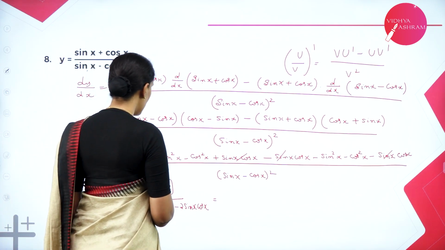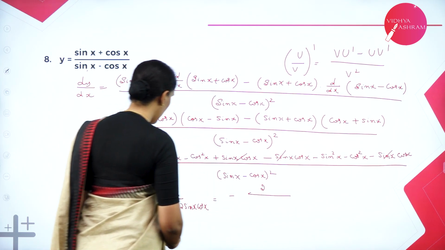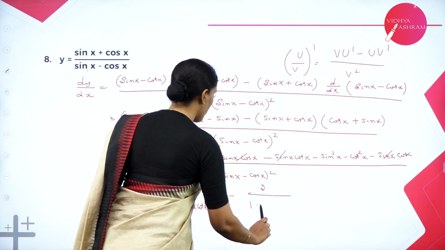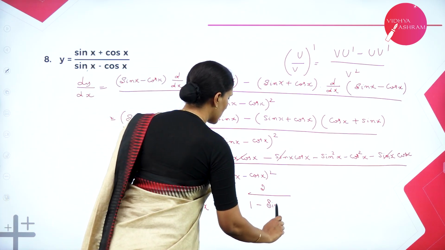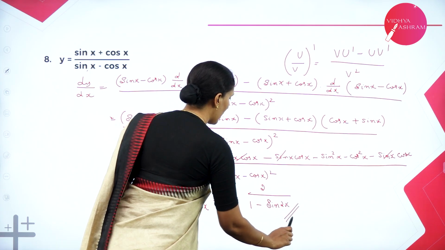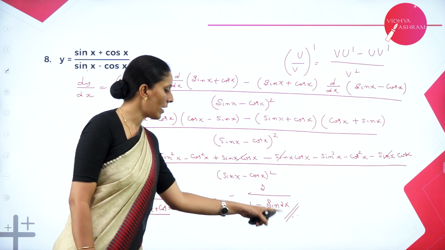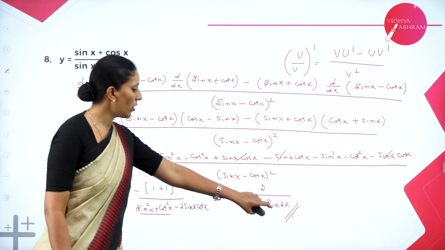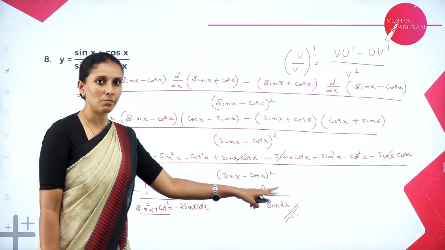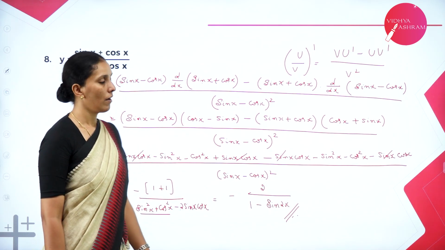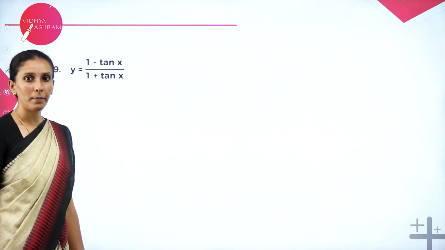Now the numerator is minus 1 plus 1 is 2, divided by the denominator 1 minus 2 sin x cos x, which is nothing but sin 2x. So therefore the derivative of this function is minus 2 divided by 1 minus sin 2x. Or if you want to change the sign, then the denominator can be shifted to sin 2x minus 1 with a positive answer. Next one, y is equal to 1 minus tan x divided by 1 plus tan x.